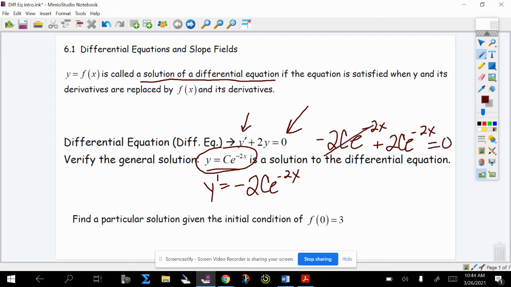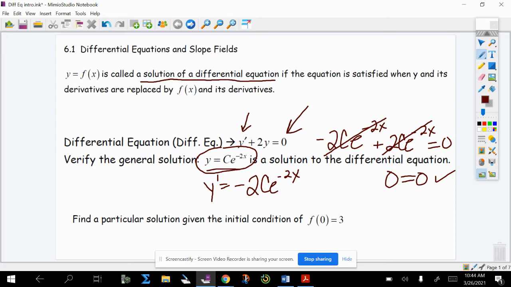And I am, because this is negative and this is positive. They are identical other than that. So we get 0 equals 0. So that's how we verify a general solution to a differential equation. We replace all the derivatives and the original functions with what we are given and make sure that both sides are equal. To take that a step further, we can make it a particular solution by finding your C value.